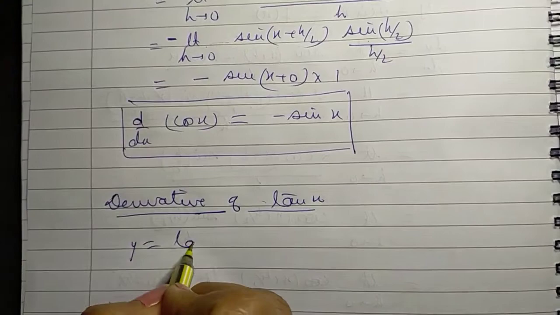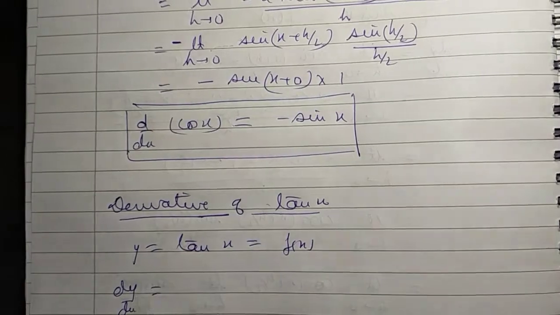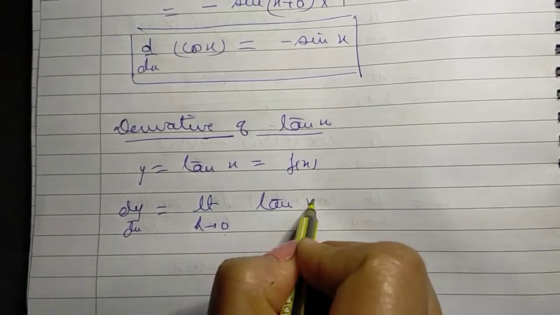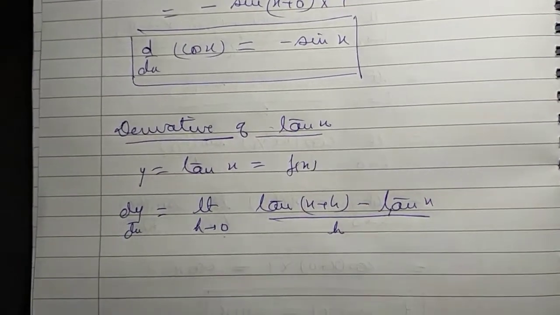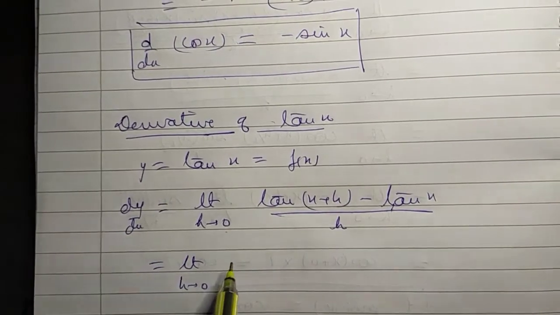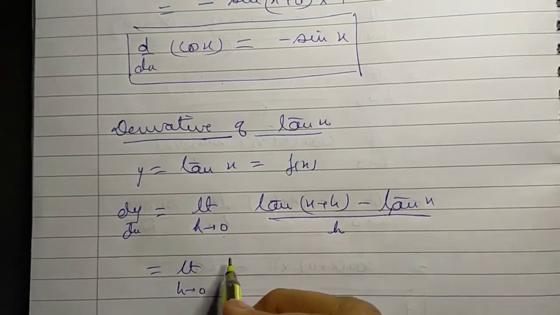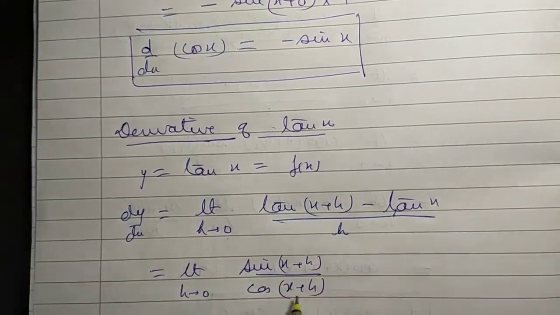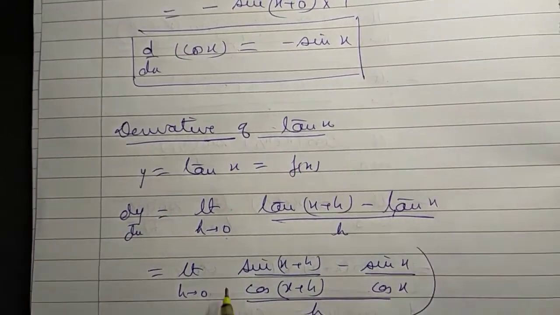Now y equal to tan x can be written as f(x). So dy by dx will be equal to limit h tending to 0, tan of (x plus h) minus tan of x, upon h. As you are already aware, whenever you come across any function like tan, sec, cosec or cot, we always try to convert it to the simplest form, that is, in terms of sine and cos, and then solve. The solution becomes much simpler.